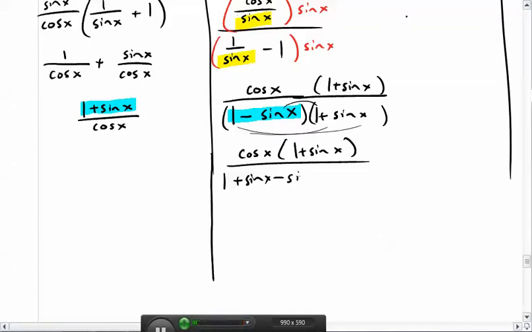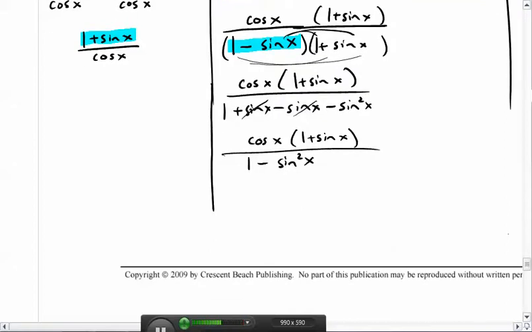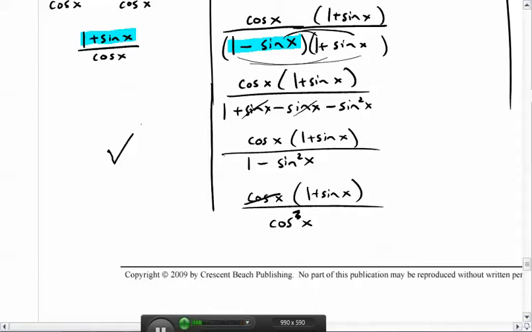So I get 1 plus sine x minus sine x, and negative sine times positive sine is negative sine squared x. So again, the middle terms cancel, leaving me with 1 minus sine squared x, which is wonderful because 1 minus sine squared x is the same as cosine squared x, because sine squared plus cos squared is 1. So I'll write cosine squared x instead of 1 minus sine squared x. And then one factor of cosine can cancel from the top and the bottom, leaving me with the same thing as the left-hand side. Okay, so I had to multiply by the conjugate in order to solve that problem.